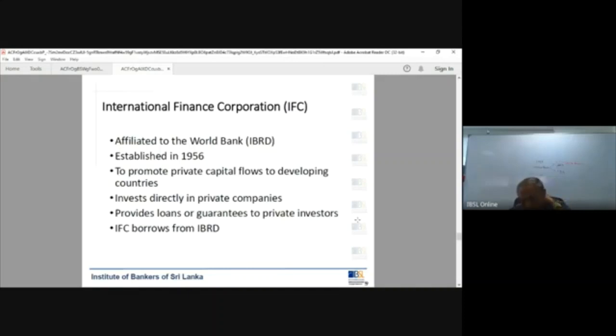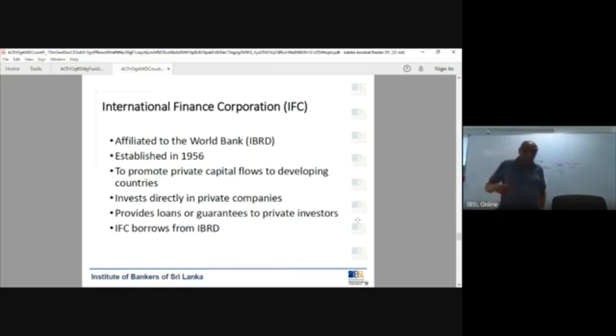Then another organization called IFC, International Finance Corporation. This is also affiliated to the World Bank, IBRD. IFC is the funding arm of the World Bank to help the private sector. The International Finance Corporation was established in 1956 to promote private capital flows to developing countries.